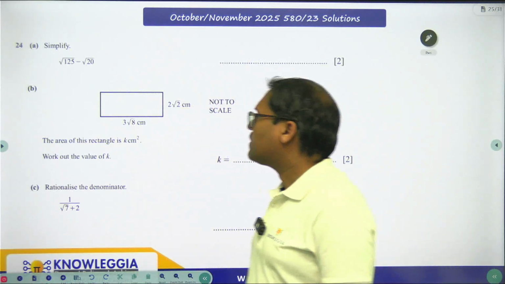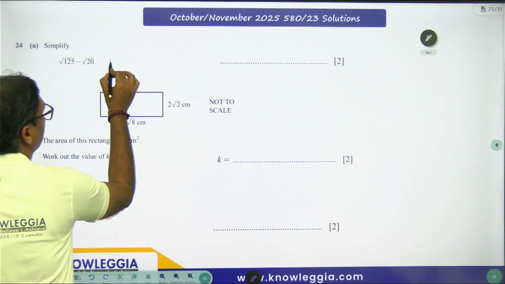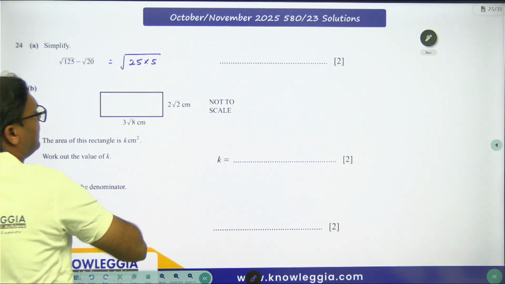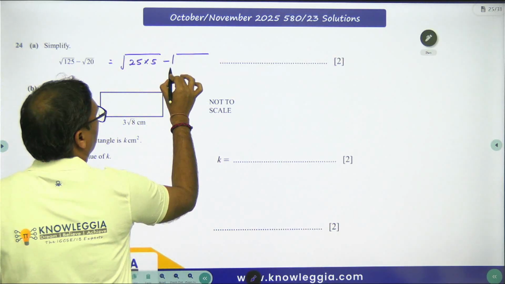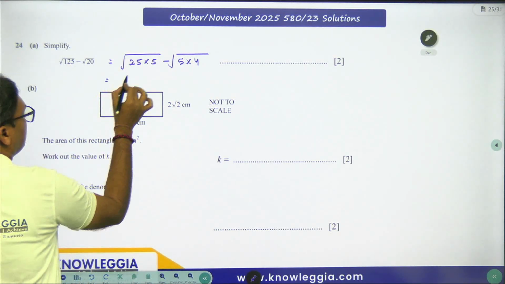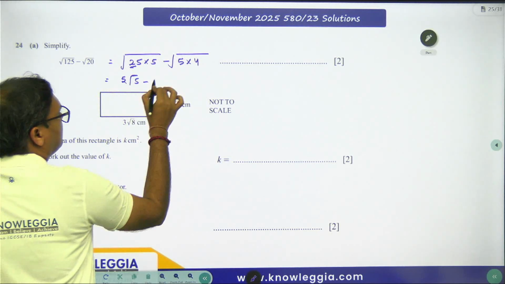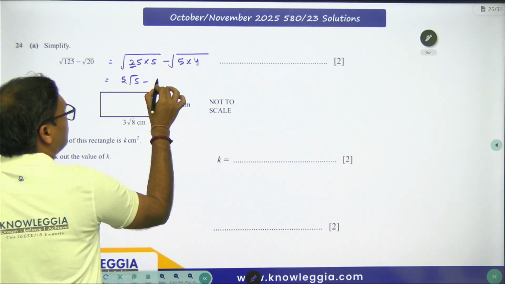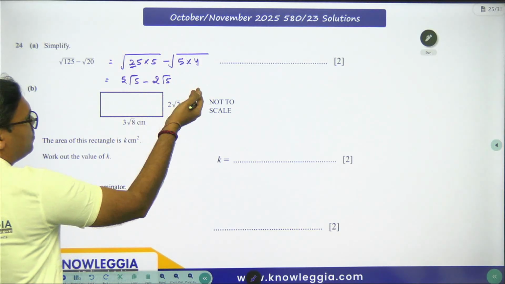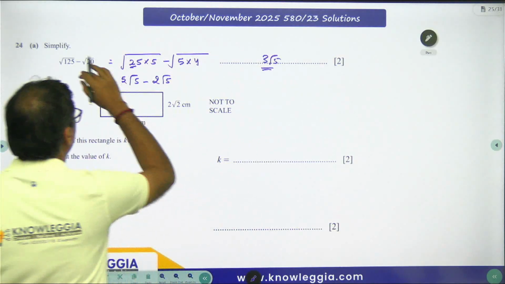Correct. Next question. Simplify this. So root 125, that is 25 into 5. Correct. Minus root 20, which is 5 multiplied by 4. So now what is this? Root of 25 is 5, so this is 5 root 5 minus. Root of 4 is 2, so this is 2 root 5. Now what is 5 root 5 minus 2 root 5? This is 3 root 5. So what is the answer? 3 root 5 is the answer for this question.